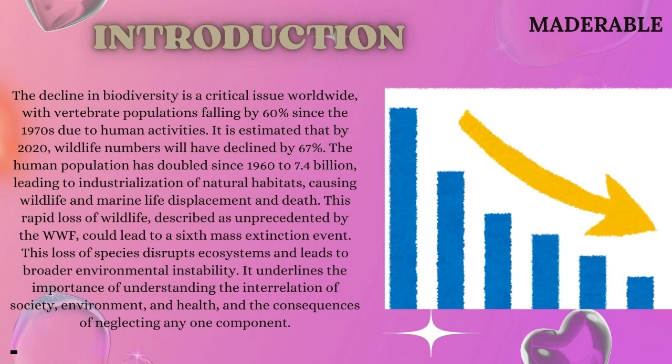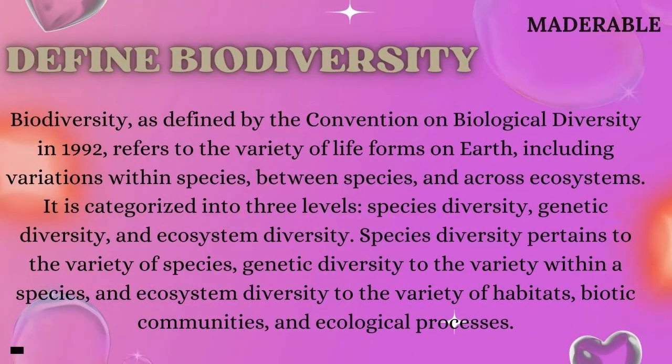This loss of biodiversity could trigger a sixth mass extinction event, disrupting ecosystems and creating environmental instability. Understanding the interconnectedness of society, the environment, and health is crucial to addressing this issue and promoting sustainable practices for the well-being of the planet and its inhabitants.